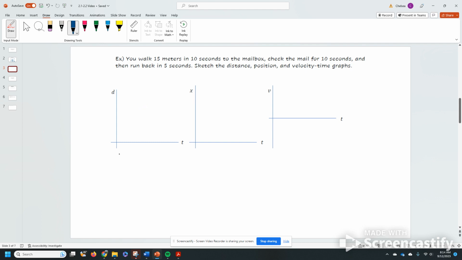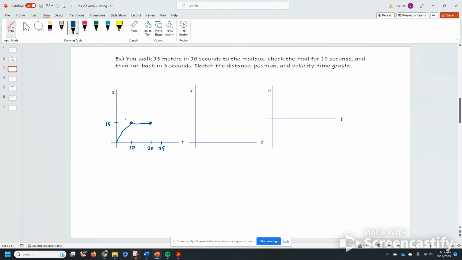So let's start with the distance. We're going to walk 15 meters in 10 seconds. It's not going to be the most accurate graph, but I'm just walking 15 meters in 10 seconds. Assume that's a straight line. We're going to check the mail for 10 seconds, so we're not going to move. So let's add another 10 seconds on here to 20 seconds. We're just going to stay here. 5 seconds go by, so we're out to 25 seconds. We run back.